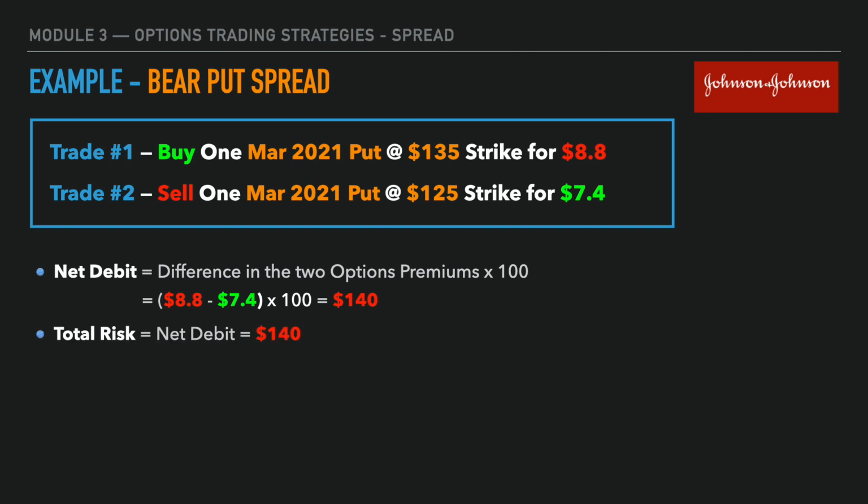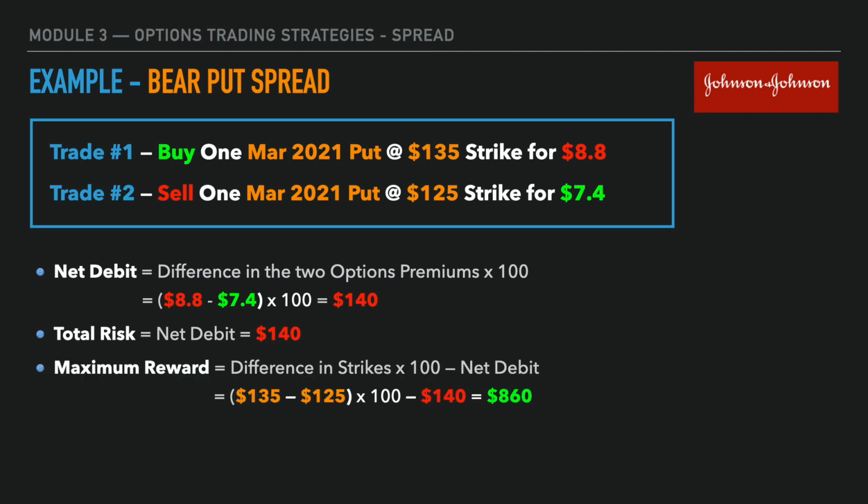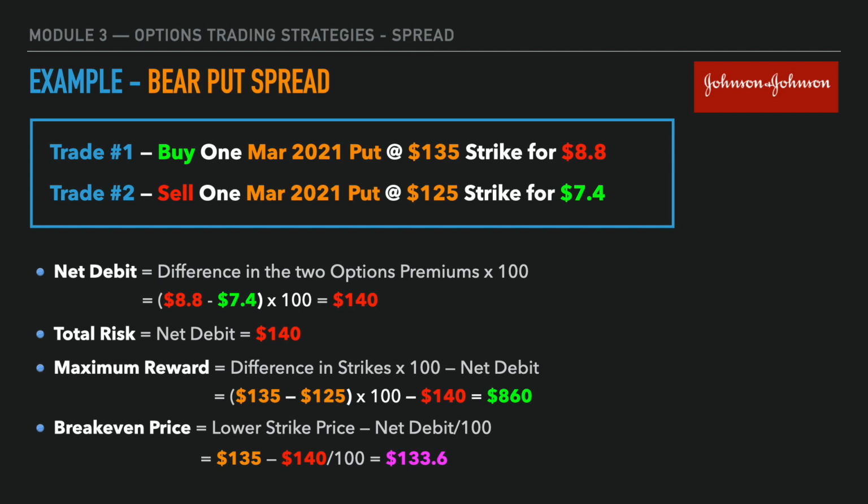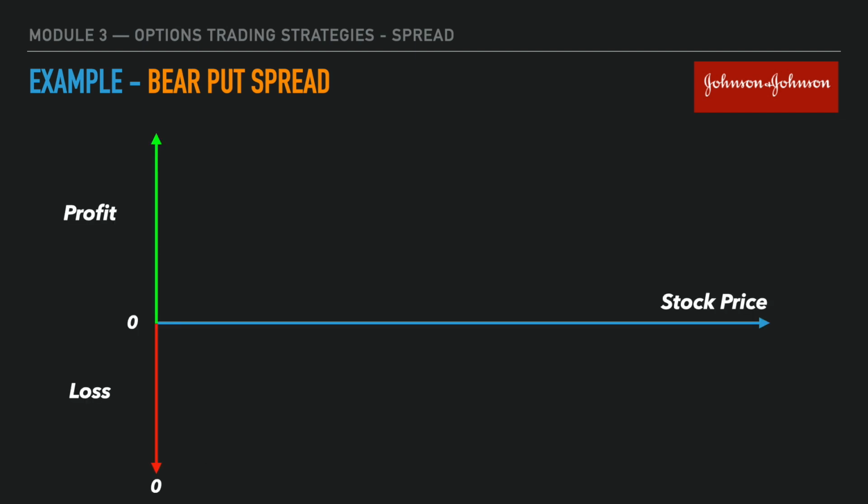Your total maximum risk will also be your net debit, which is $140. Your maximum reward will be the difference in those two strike prices multiplied by 100 and minus the net debit. After the calculation, we can get the total maximum potential reward for this trade is $860. And finally, the break-even price is your higher strike price minus your net debit divided by 100. In this trade, we can calculate the break-even price to be $133.6.